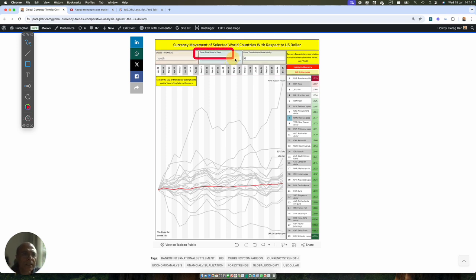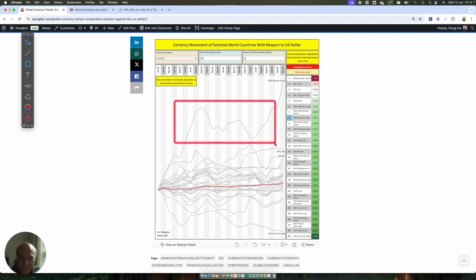Similarly, you can choose the number of time units and move back and forth in time. The vertical column you see here lists the currencies based on a certain metric: the amount of depreciation or appreciation which has happened in the month of December. So it is ranking the currencies in the last month. And what is the last month? Let me explain this chart.